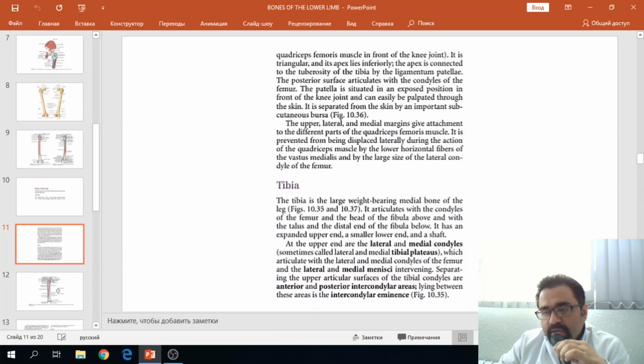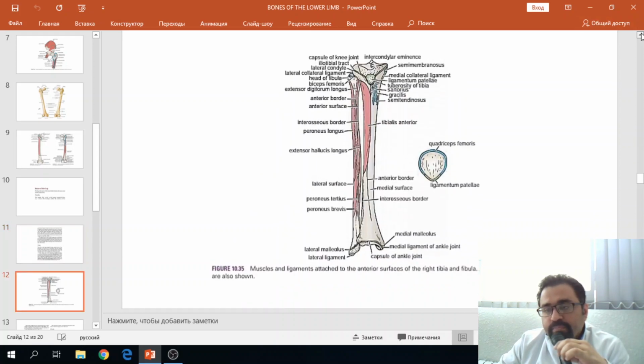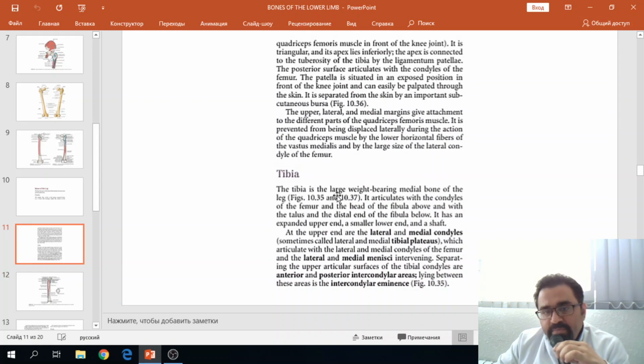Now we look at the tibia. The tibia is a large weight-bearing medial bone of the leg. It articulates with the condyles of the femur and the head of the fibula above, and with the talus and the distal end of the fibula below. It has an expanded upper end, a smaller lower end and a shaft. At the upper end are the lateral and medial condyles, sometimes called the lateral and medial tibial plateaus, which articulate with the lateral and medial condyles of the femur, with the lateral and medial menisci intervening.